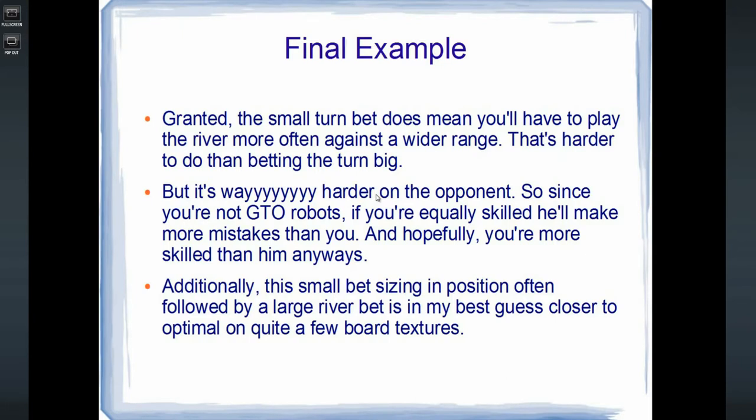Additionally, the small bet sizing in position, often followed by a large river bet, is, in my best guess, closer to optimal on quite a few board textures. So be comfortable with the idea of betting small when you're in position so your opponent can't check raise very effectively. And then when you do that, if the following street blanks, be willing to make the larger bets with some hands in your range.